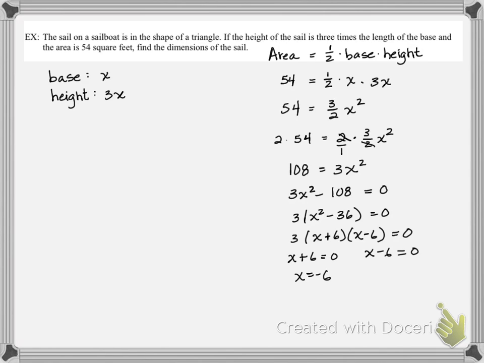So x equals -6 or +6. Whoa. +6 didn't look very positive. Okay. So we know it's not going to be -6 because it's a length, right? And those always have to be positive. So we get a base. So the base is 6 feet. And the height is 18 feet.